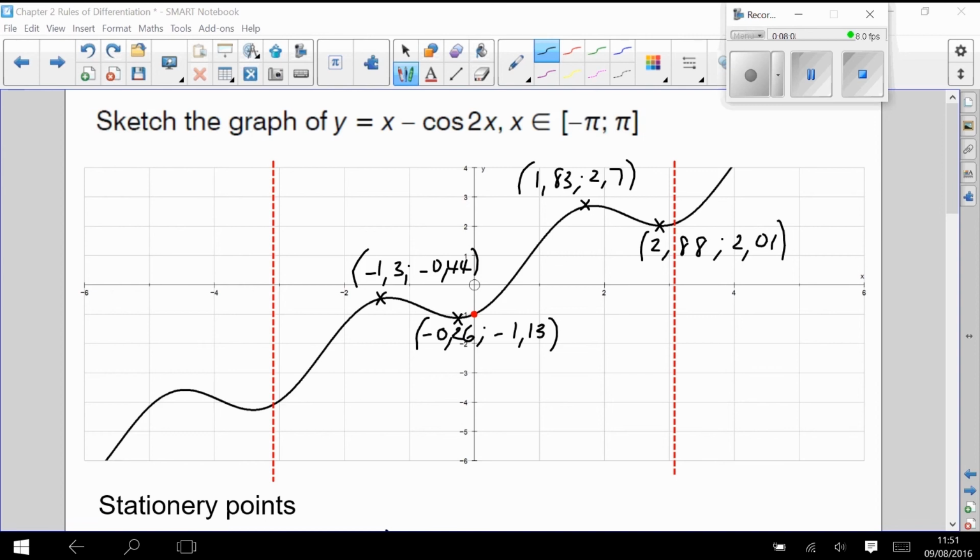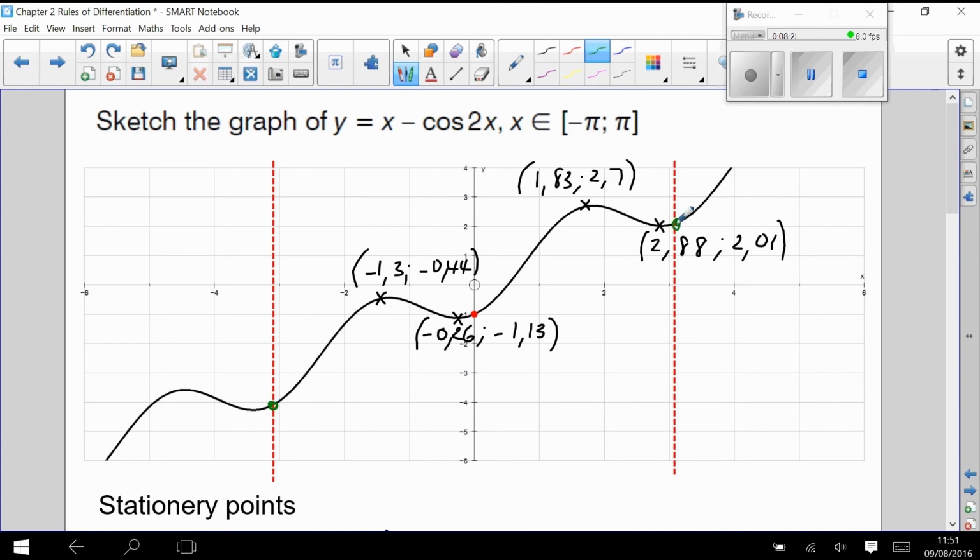There's one more thing that you need to do, and that is to find your y-intercept. If you substitute 0 in the place for x, you find that your y-intercept is going to be at 0, -1.